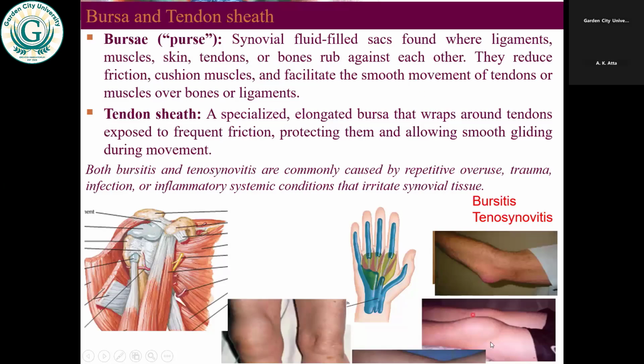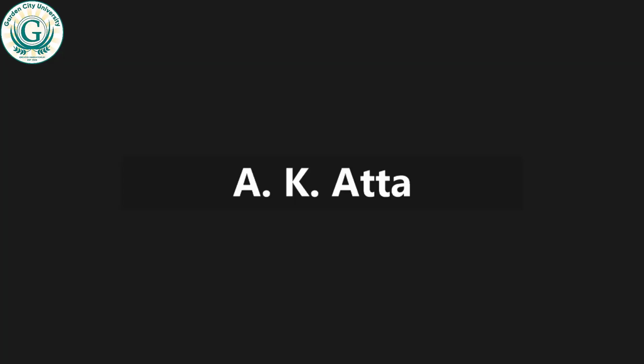Now, you see what has happened here? This one is an inflammation of a bursa. This one is the elbow. So there is inflammation of the bursa there. So that is what we call bursitis.